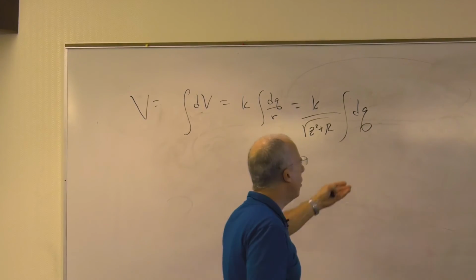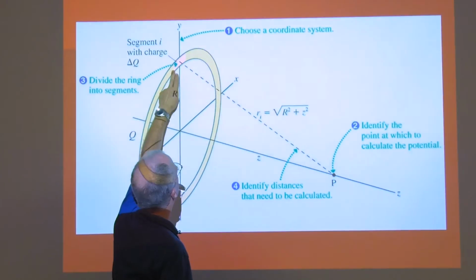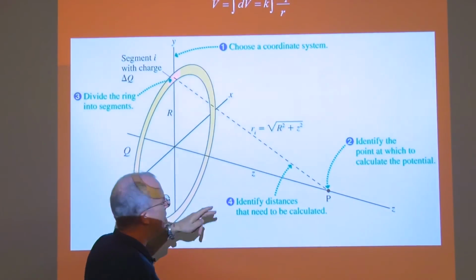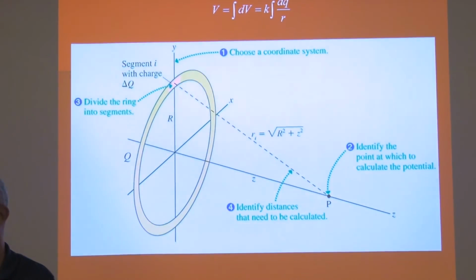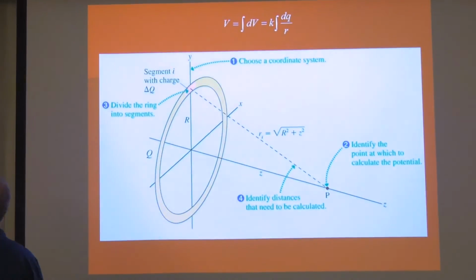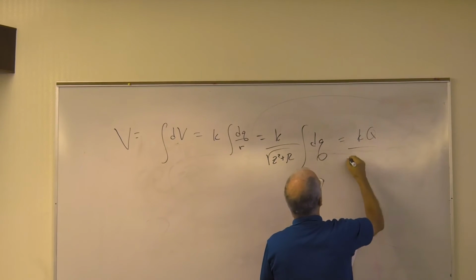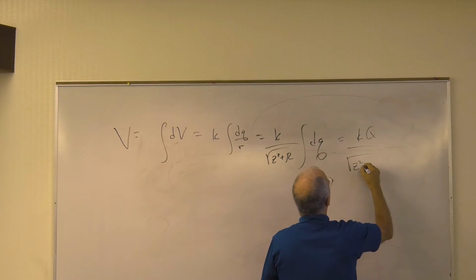Well, what's integral dq? It just means we're summing up all these little q's. Well, what's the sum of a bunch of little charges? The total charge. Well, what's the total charge? Q. So we just have KQ over square root of Z squared plus R squared.